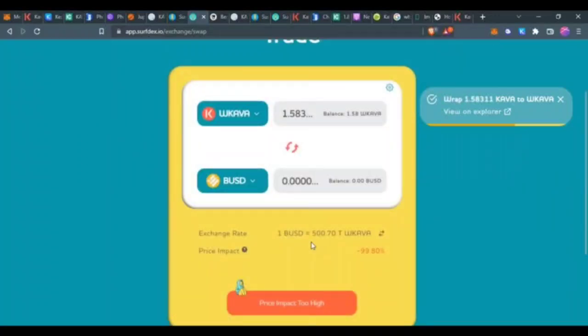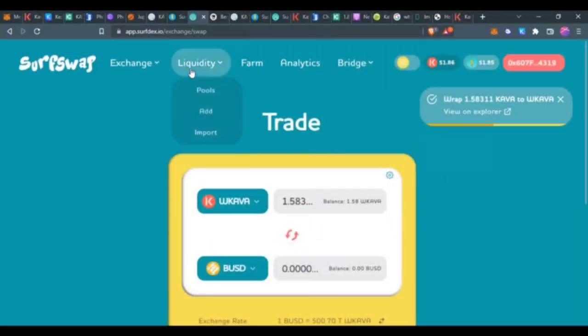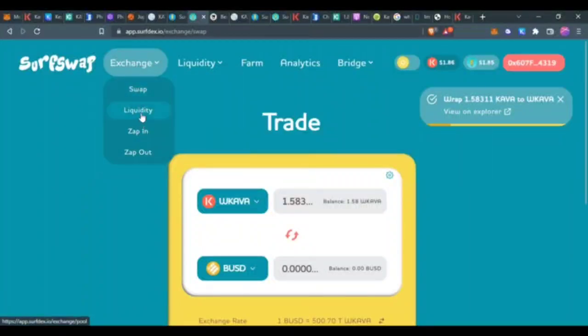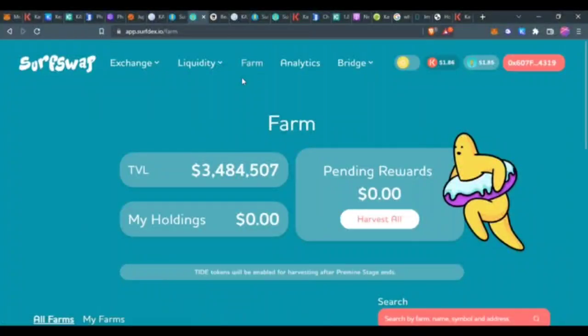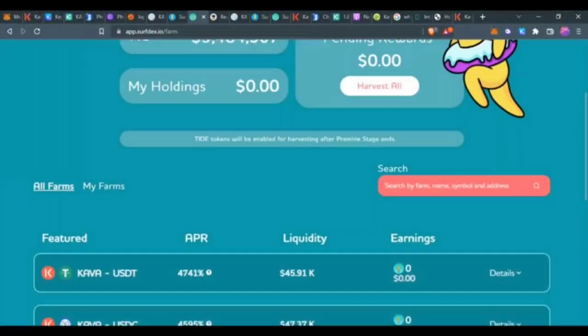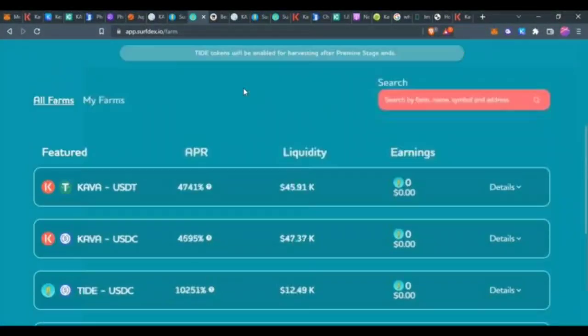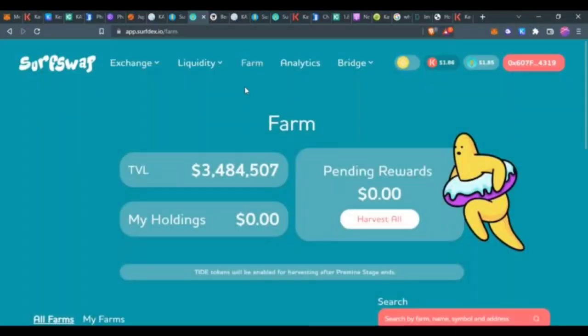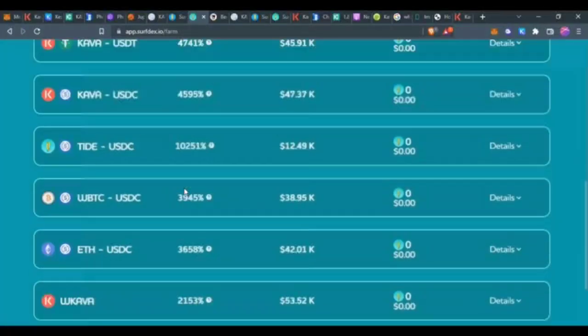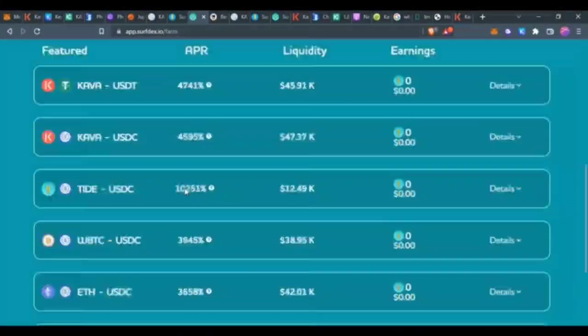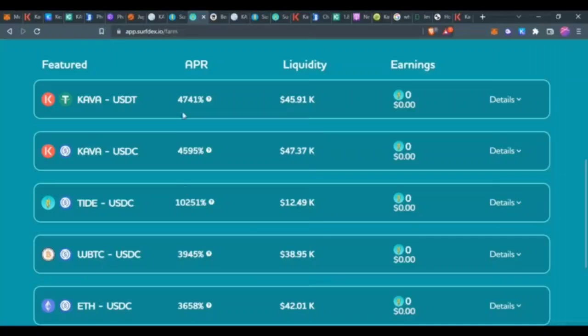Yeah, so the price impact is still too high even with the wrapped Kava. So let's go back to the farm. Okay, so we are starting to pop up now. Here we go. We are starting to pop up now. So Kava USDT. Wow, look at some of these APYs or APRs rather.